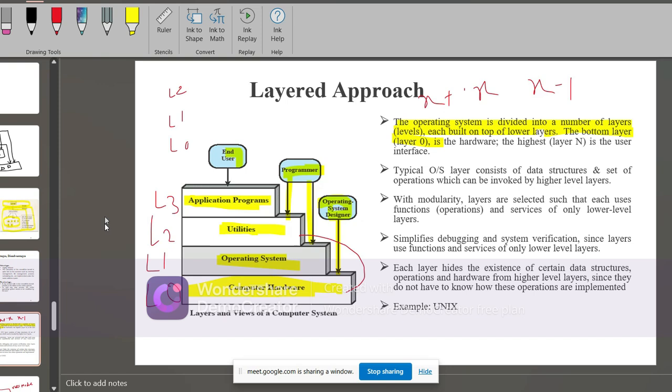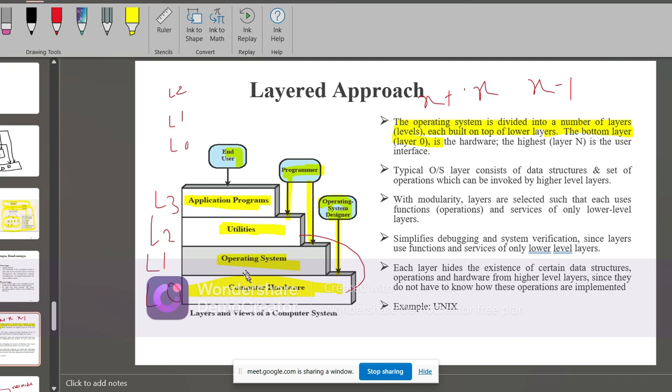Next is the layered structure. In the layered structure, the OS is divided into multiple layers. See here, the simple structure and layered structure are both the same.